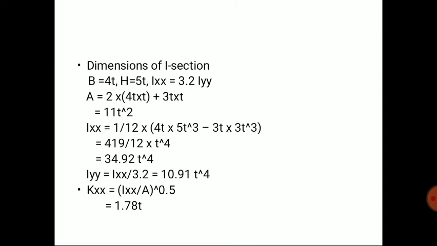Then we are finding the moment of inertia of the connecting rod I section about the x-axis. We usually know the moment of inertia of a rectangular section is b t cubed by 12, and that equation is applied here. So we get 34.92 t raised to 4. Then we know the Ixx to Iyy ratio, from which we get Iyy as 10.91 t raised to 4. Then we find the radius of gyration, k equal to root of Ixx by A, which is 1.78 t.